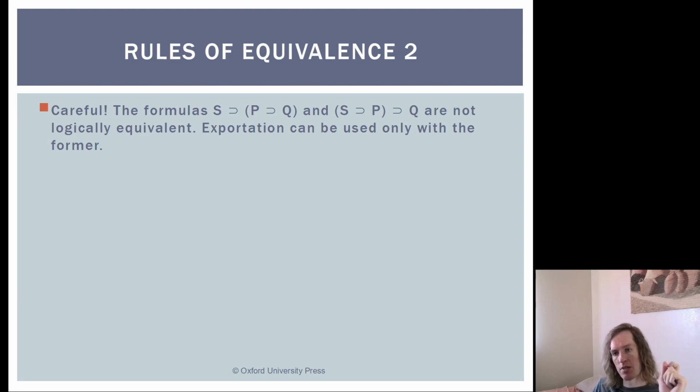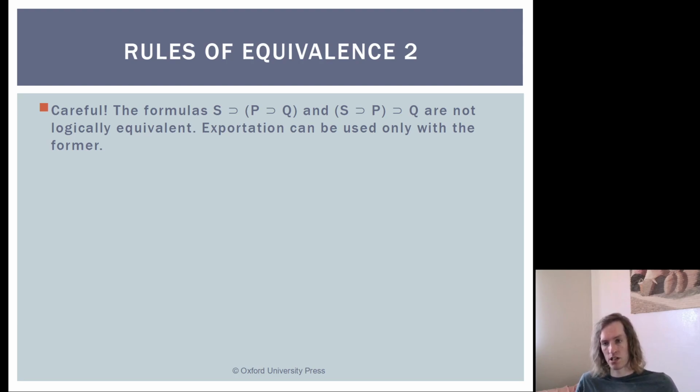In the first case, I'm saying if it is true that S, then it is true that the relation if P then Q holds. In the second case, I'm saying if it is true that the relation if S then P holds, then it is true that Q. So logically, I'm expressing completely different things here.